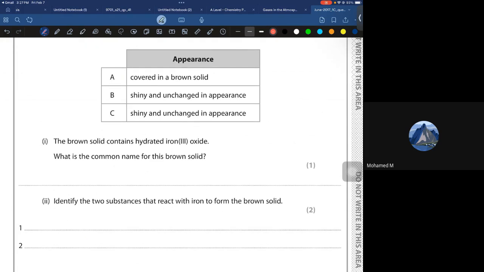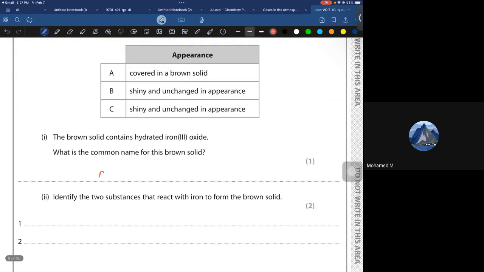Iron oxide. Brown solid means that it's rust. It's rust basically. So the common name is rust, and the chemical name is iron(III) oxide. What is 3? It's iron plus 3, the charge of iron in this compound. Since iron is a transition metal, transition metals have different colors and variable oxidation numbers. Each oxidation number represents a unique color. So when iron is plus 3, it gives you the brown color.